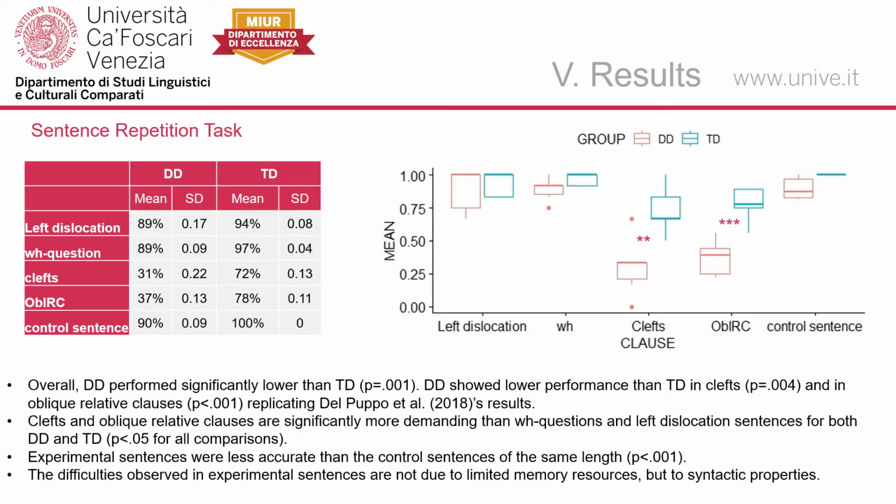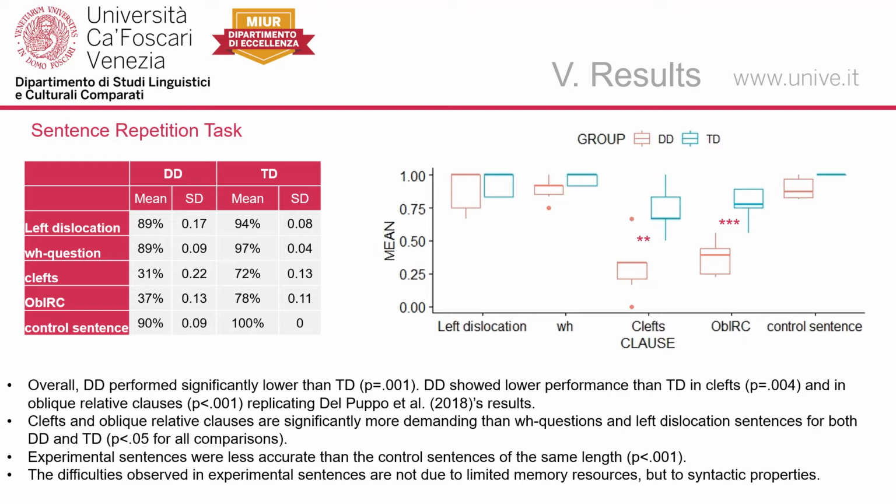Overall, students with DD performed significantly lower than the control peers. The box plot shows that students with DD display more variability in the distribution of their results. DD students were less accurate than their TD peers in cleft sentences, with an average of 31% versus 72%. They were also less accurate in repeating oblique relative clauses, with an average of 37% versus 78% of their TD peers.